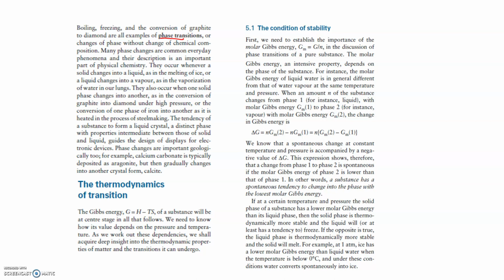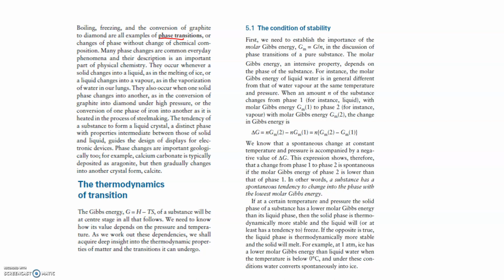Many phase changes are common everyday phenomena, and their description is an important part of physical chemistry. They occur whenever a solid changes into a liquid, as in the melting of ice, or a liquid changes into a vapor, as in the vaporization of water in our lungs. They also occur when one solid phase changes into another, as in the conversion of graphite into diamond under high pressure, or the conversion of one phase of iron into another as it's heated in the process of steel making.